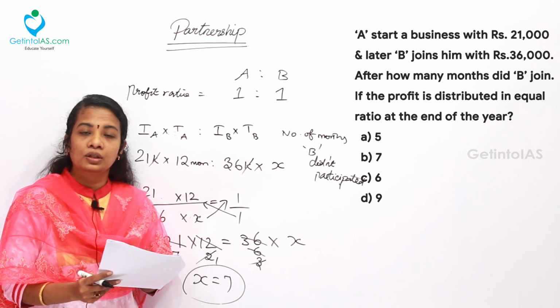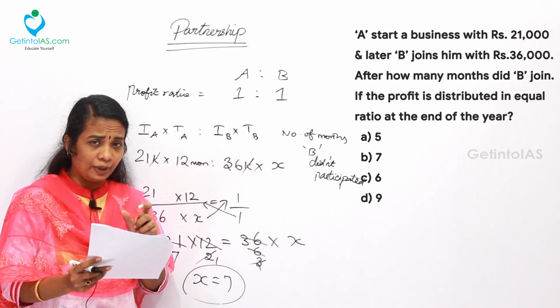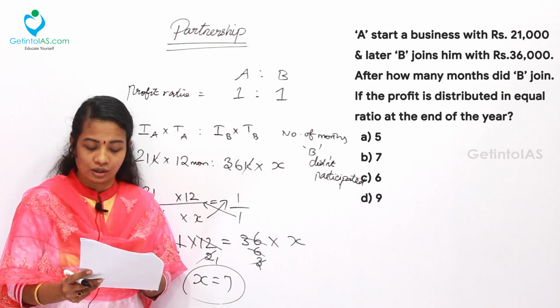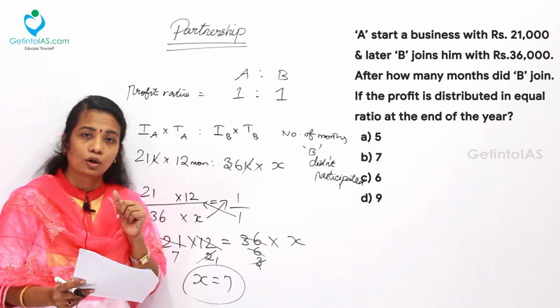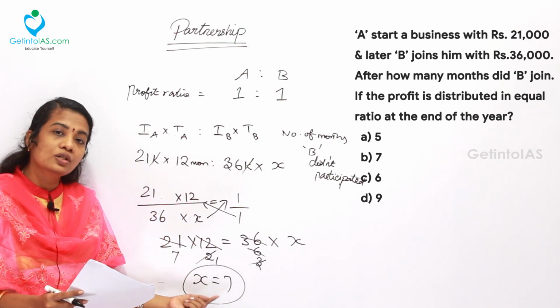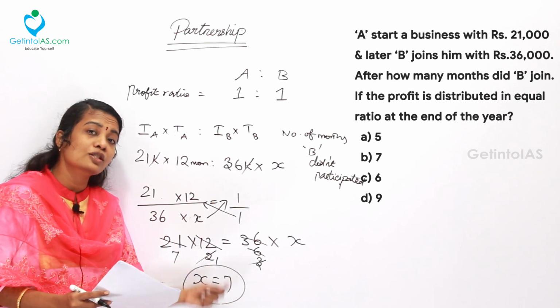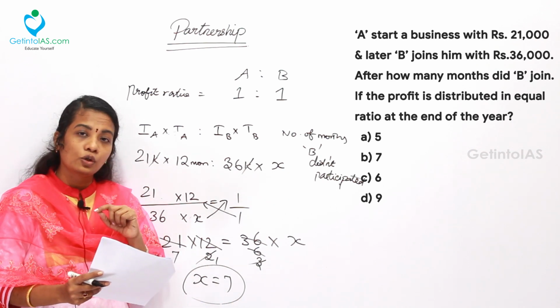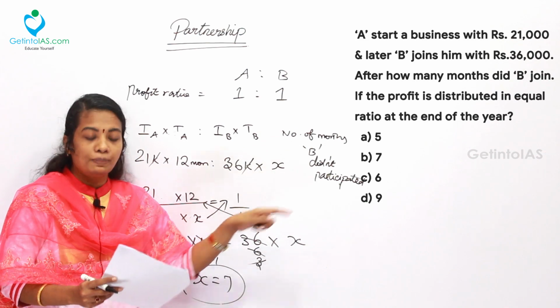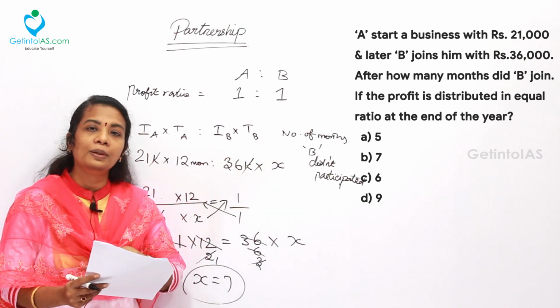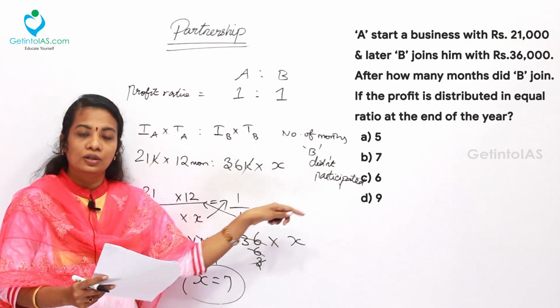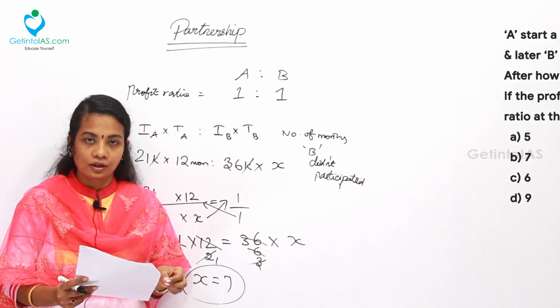So whenever you are coming across these kinds of questions, be careful while choosing the option, because option B is also having the answer 7, which is the exact number of months he has participated. But here we only require the number of months B did not participate. After how many months B joins, meaning that. So here option A is the right answer.